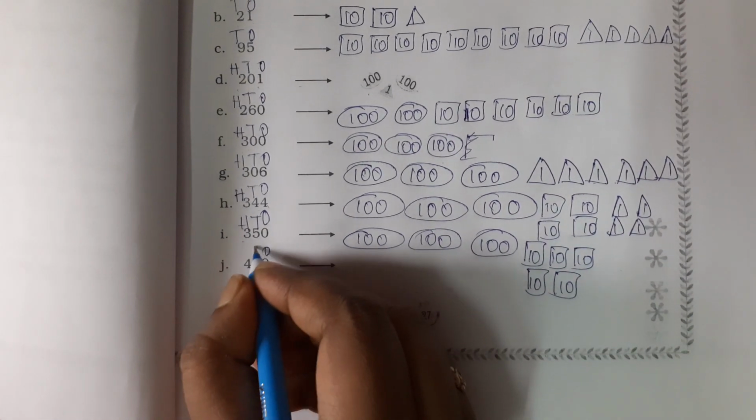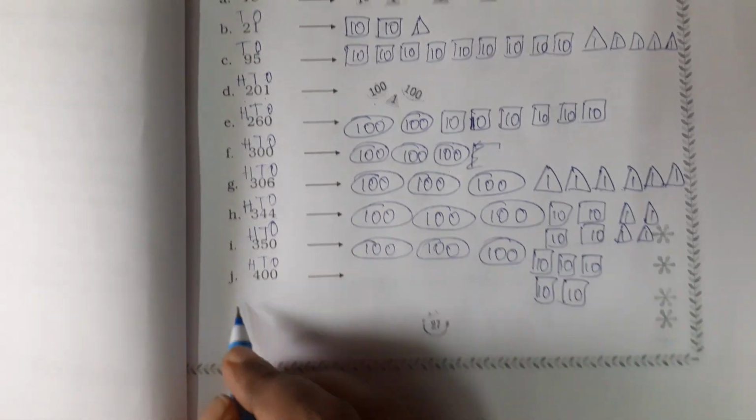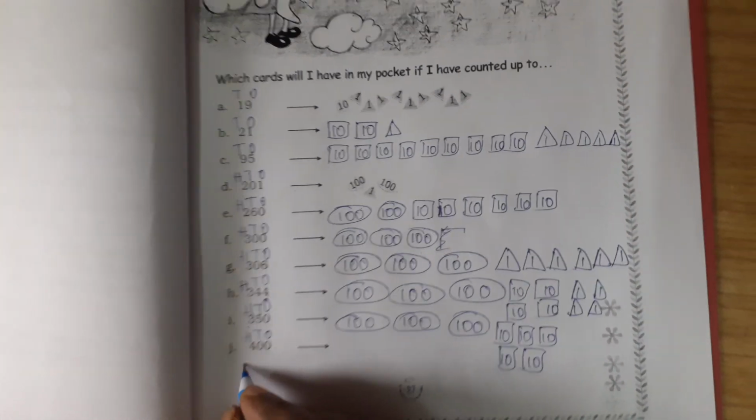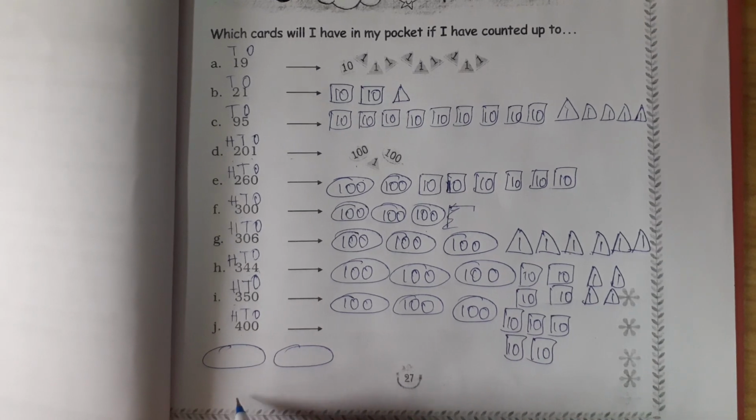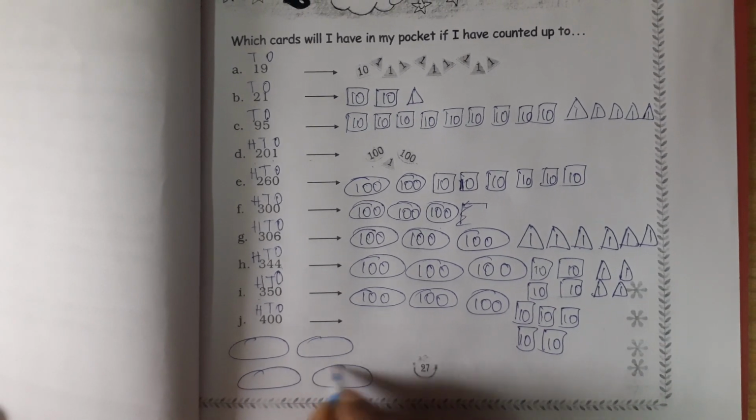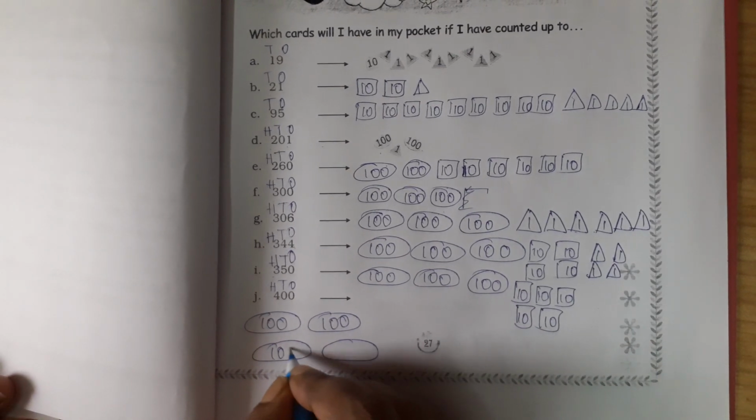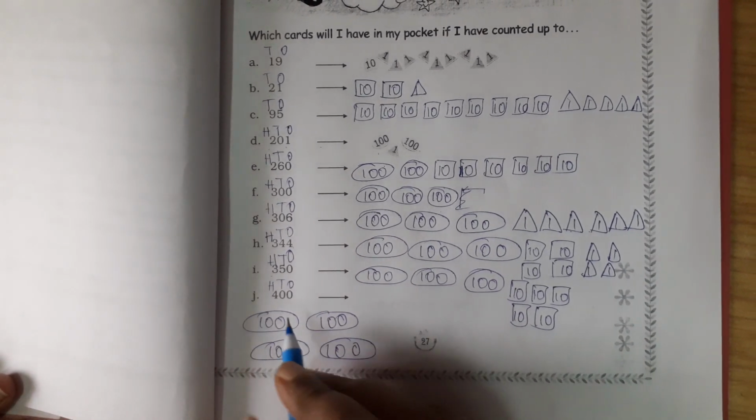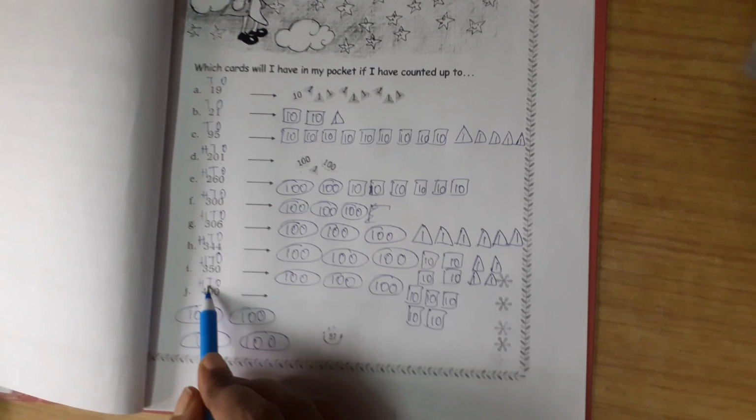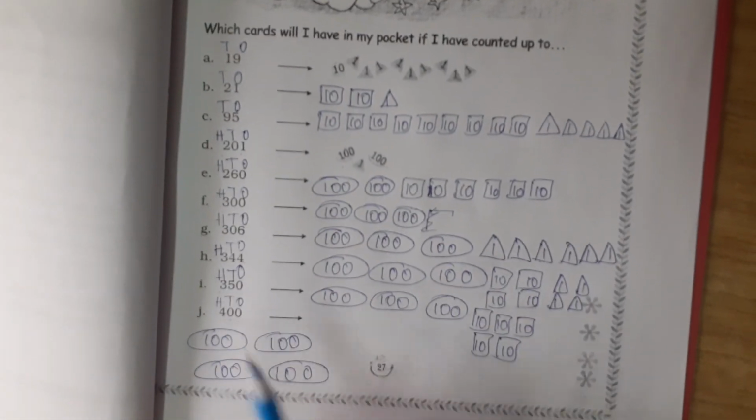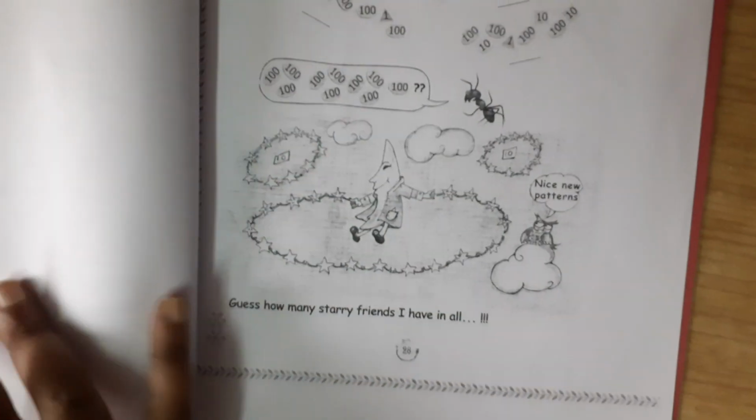Next, 400. Ones, tens, hundreds. How many 100 cards are there? 400. 1, 2, 3, 4. 400 card is there. Ones and tens, 0. Tens and ones, no card is there. 0. Here also 0. So you should leave it as it is.